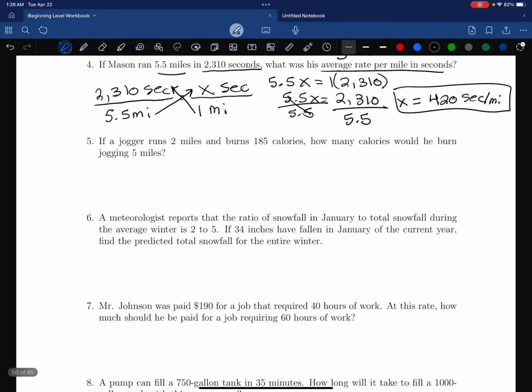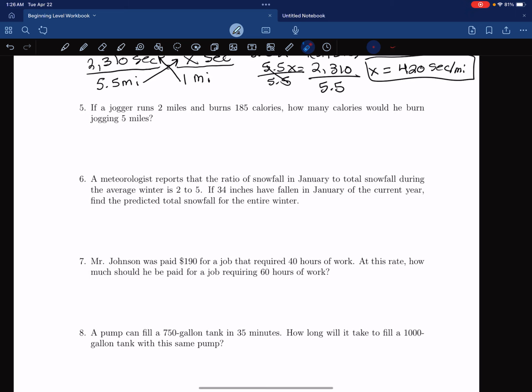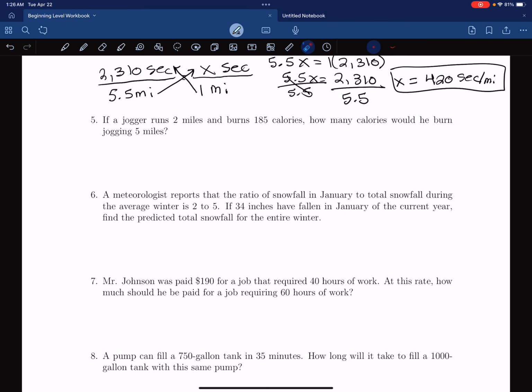Again, example 5. Actually, I encourage you to pause the video and go through the last 4 examples on your own and give them all a try. And assuming you have worked through all of them, let's go through the remaining questions of this unit. For question 5, it says, if a jogger runs 2 miles and burns 185 calories, how many calories would he burn jogging 5 miles?